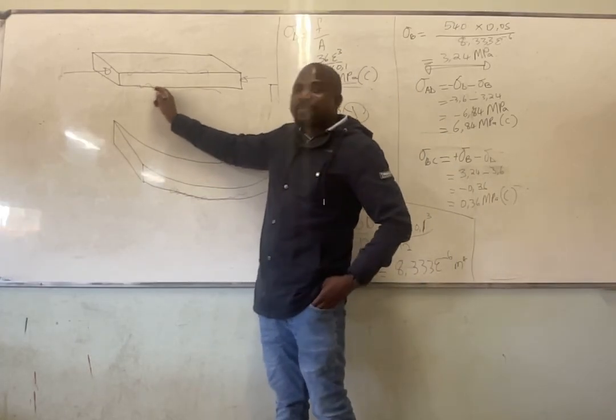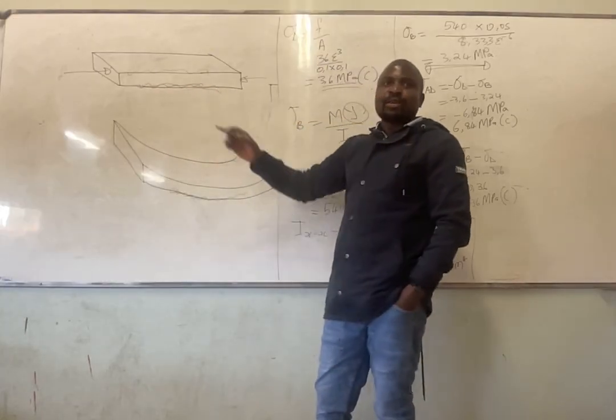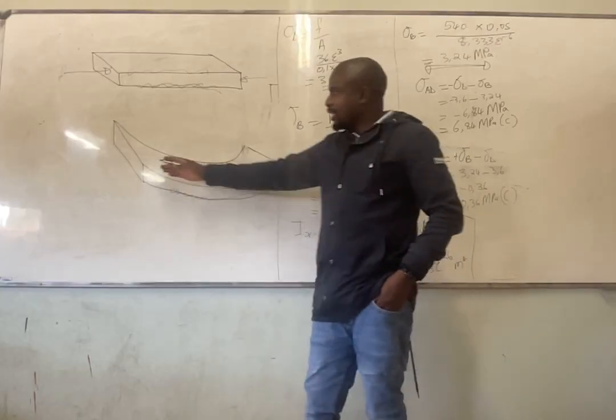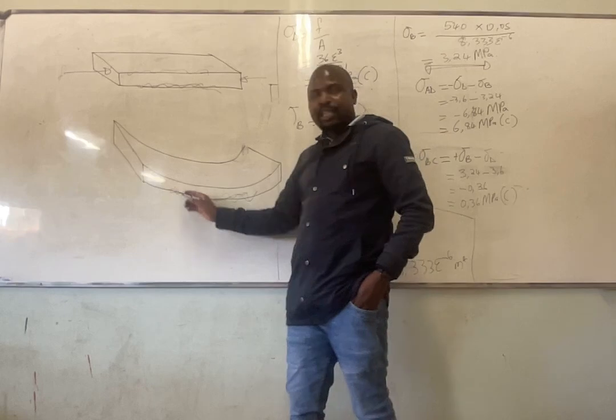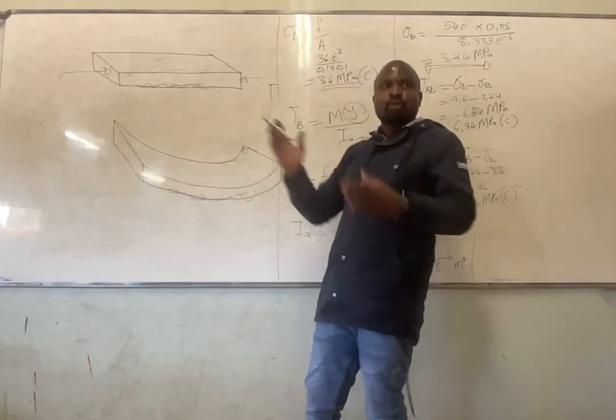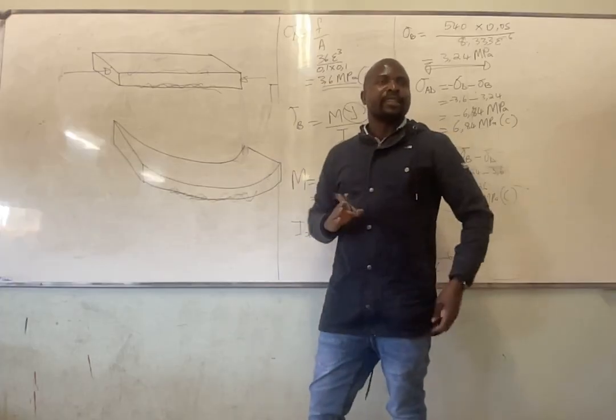Agree, here is compressed, ne? This portion here is compressed. So as it bends, the stress here is moving from being compressed to tensile. So it means it doesn't actually reach that position of being tensile.